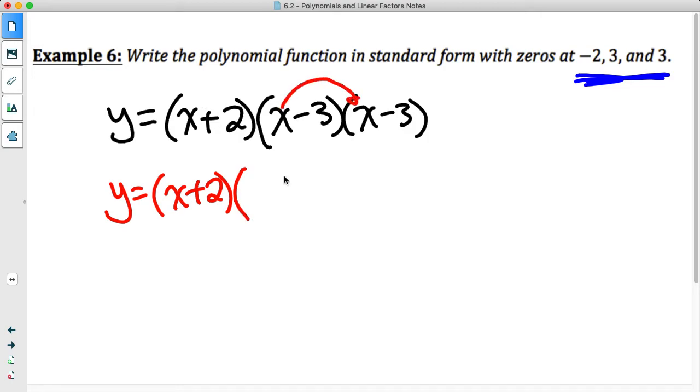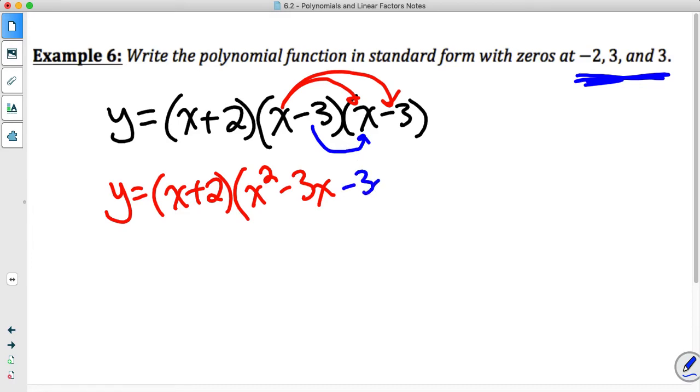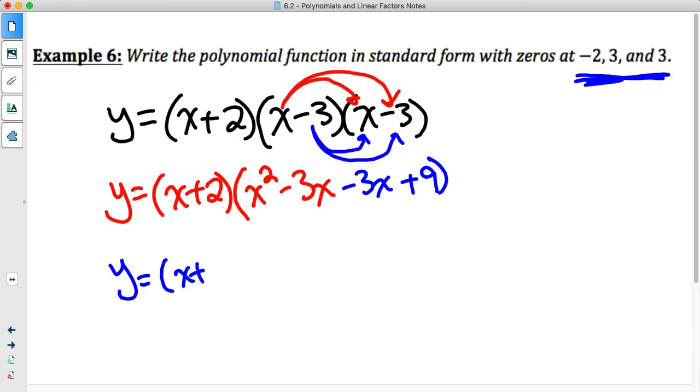So x times x gives us x squared. X times negative 3 is negative 3x. And we're going to multiply this through. Negative 3 times x is negative 3x. Last part, negative 3 times negative 3. Negative times negative is positive 9. And before I multiply that out, I'm going to clean it up a little bit. So bring down my x plus 2. And then x squared, negative 3x minus 3x. When I combine those together, I get a negative 6x plus 9.